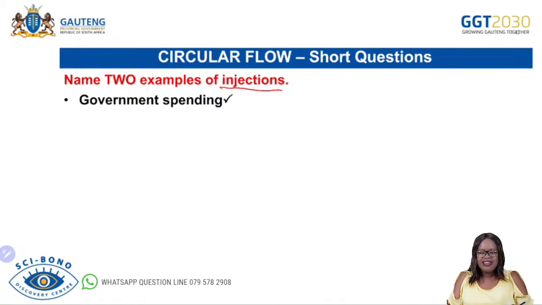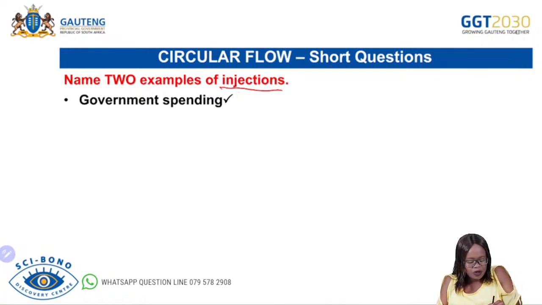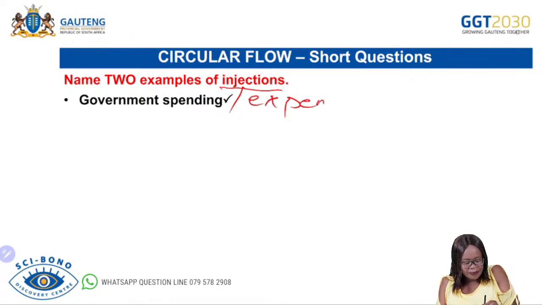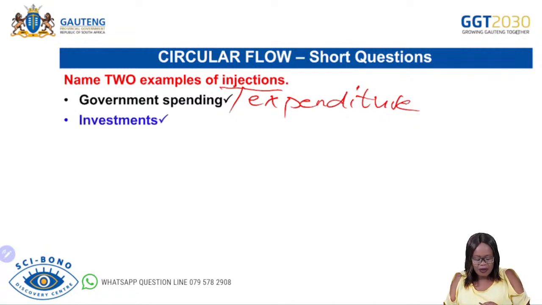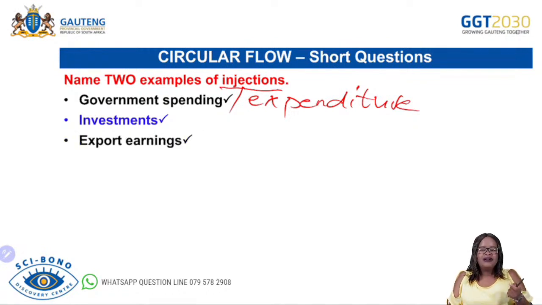We have what you call government spending. You may also refer to this as government expenditure, right? So it could be spending or expenditure. Remember, when you speak about the government, we may refer to the government as the public sector or rather as the state. Another possible answer for this particular question is going to be investment. And therefore, another one would be export earnings.